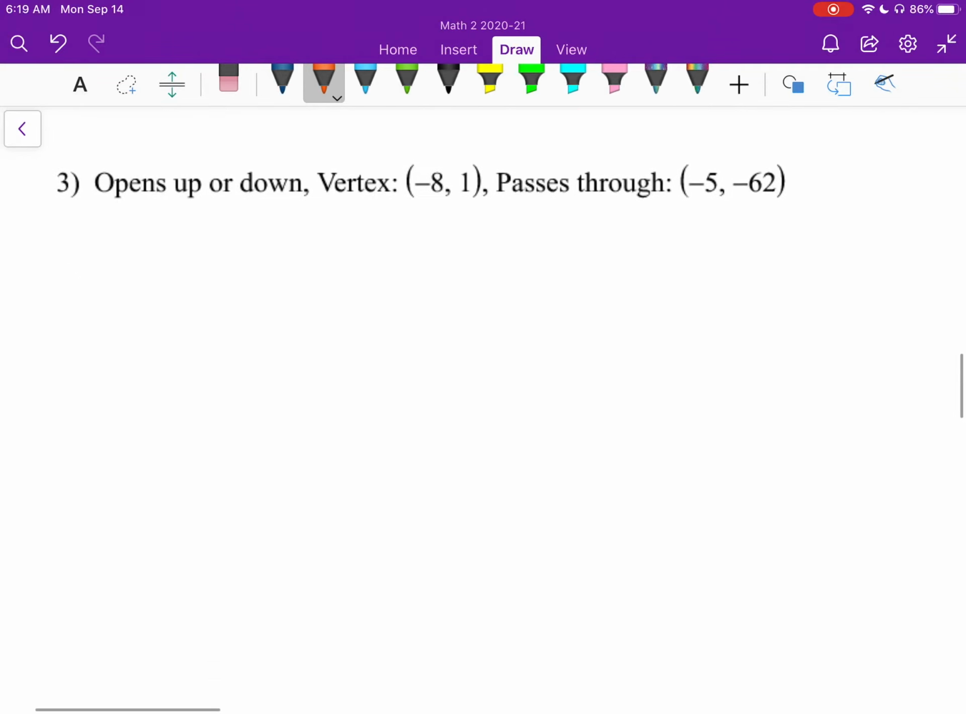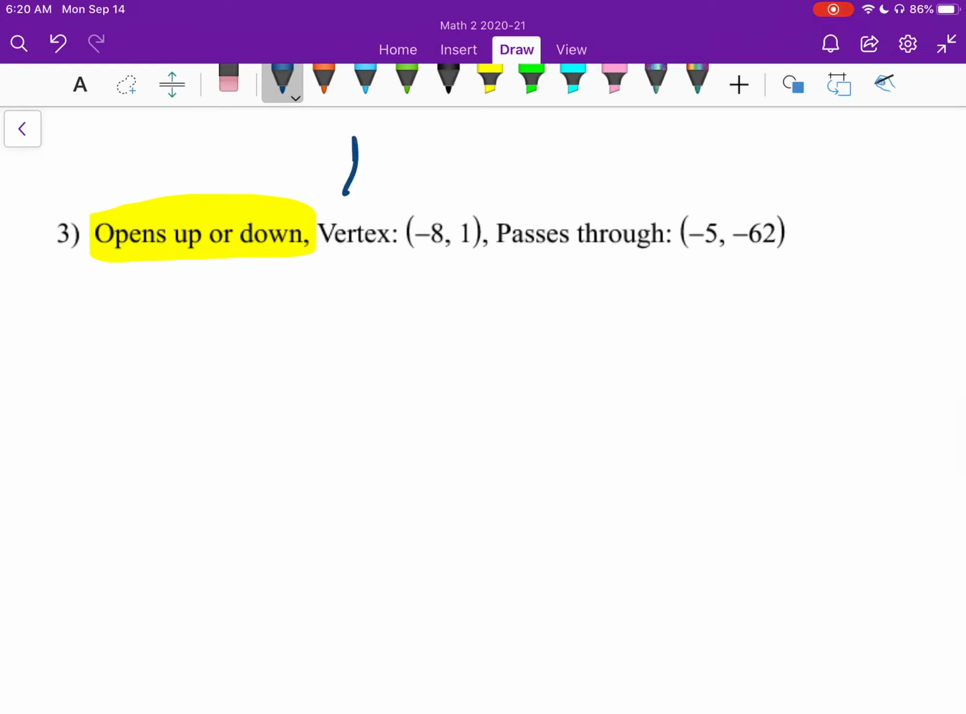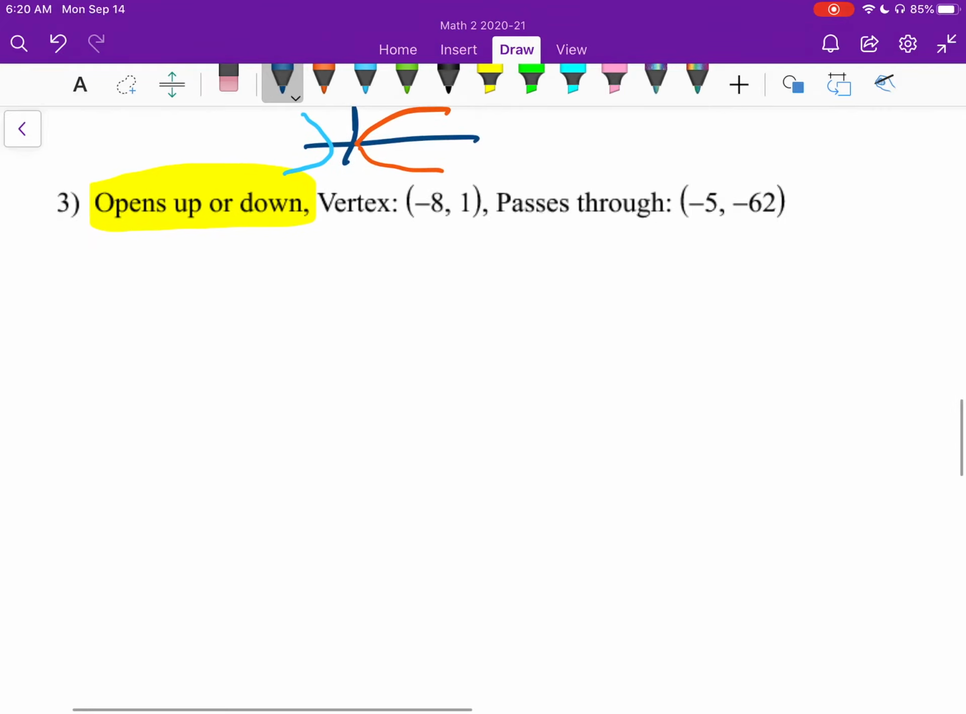Number 3. I don't know if I mentioned this earlier, but where it says opens up or down, I don't even know why CUDA puts that in there. We don't need to really pay attention to that because it's a parabola, so obviously it opens up or down, right? What they're trying to say, or at least what I think they're trying to say, is that it's not a root function. You know how root functions normally would go something like that. It would open to the right, or it could open to the left. I think that's what it's trying to say there, but it's not useful for us.